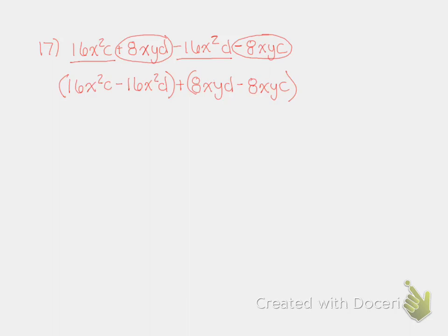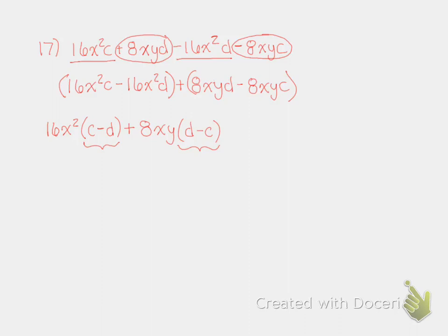Well, look at your first group here. What's your greatest common factor? Looks like you can take out a 16x squared, and you're left with c minus d. Plus, what can you take out of the second one? Well, it looks like an 8xy, and you're left with d minus c. Now, if you look at these terms here, are they the same? No. Are they exactly opposite? Well, the c is positive in the first one, it's negative in the second one. The d is negative in the first one, and it's positive in the second one. So yes, they are exactly opposite.